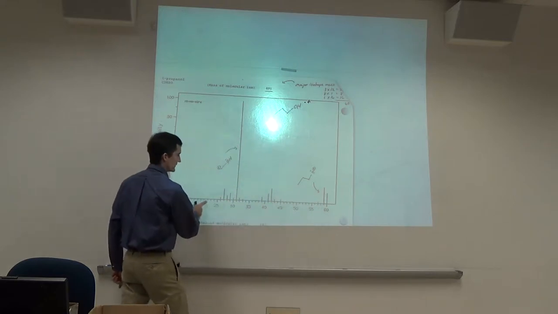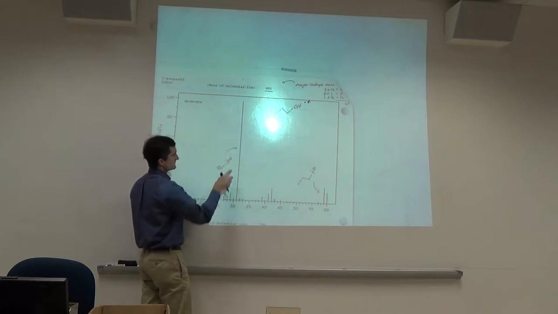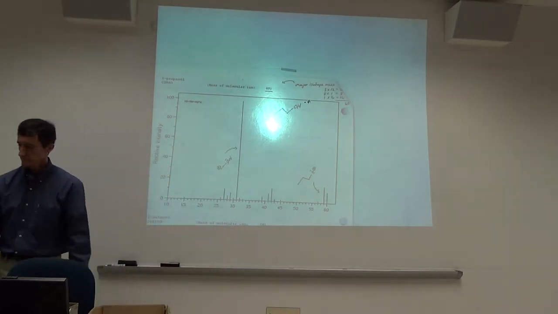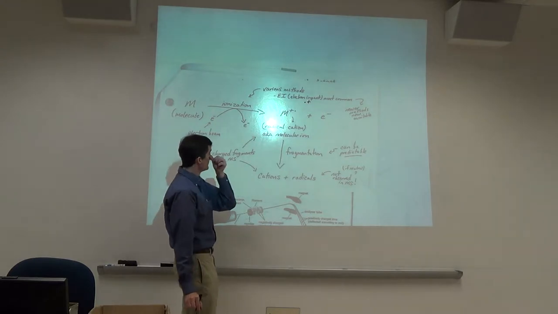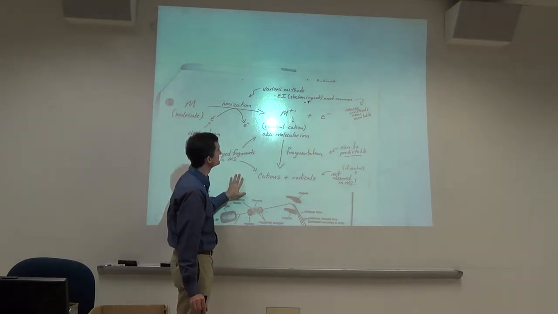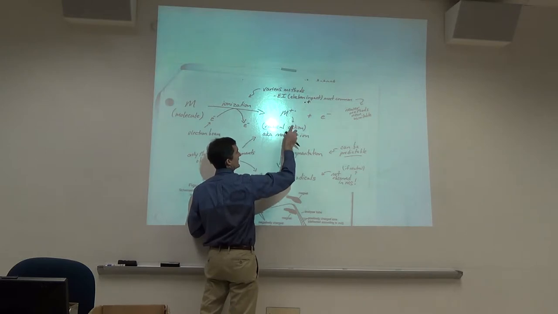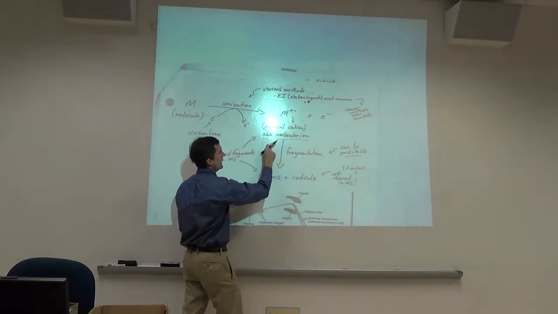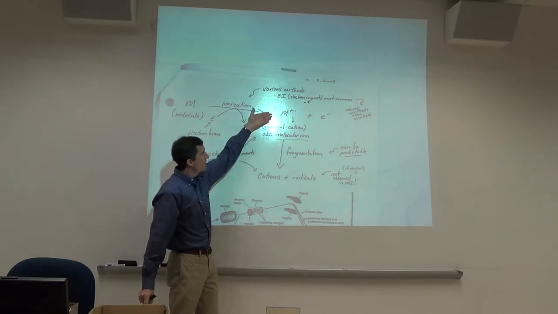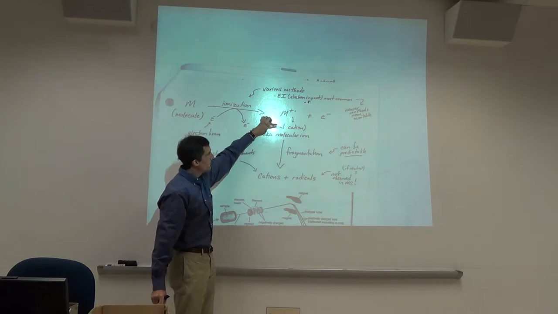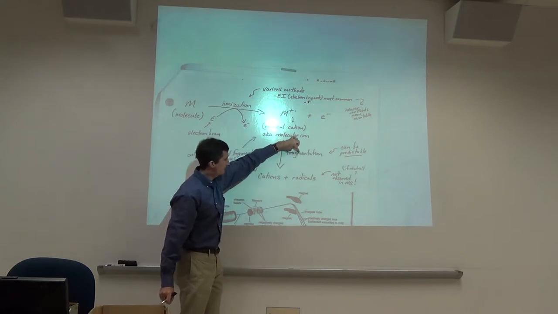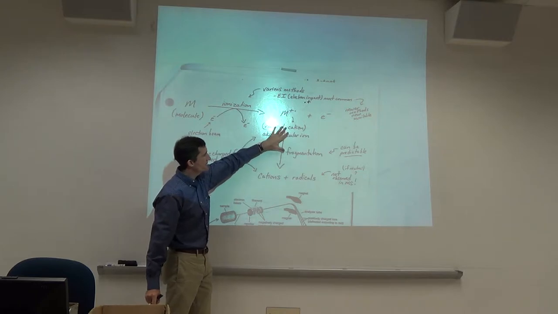Now, how do we get all these other signals? Why did we get something at 31? Let's go back to the previous page. By the way, this species, the radical cation, is also called your molecular ion. It's the full molecule, but it's an ion. But the molecular ion can also fragment. It can break apart into many different smaller ions.